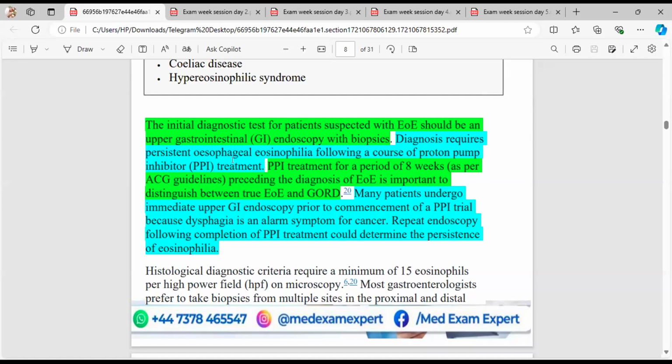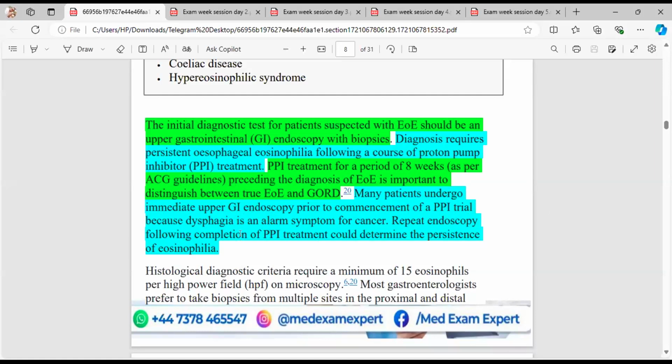Diagnosis requires persistent eosinophilia following a course of PPI trial. It means the PPI trial is important, and this is the initial step, for a period of 8 weeks as per ACG guidelines. Preceding the diagnosis of EOE, it is important to distinguish between true EOE and GERD. Many patients undergo immediate upper GI endoscopy prior to commencement of the PPI trial because dysphagia is an alarm symptom for cancer. That is the point I already explained: dysphagia is the red flag. Therefore, if the patient is older than 50 and has dysphagia, doctors mostly do the endoscopy first before the PPI trial.